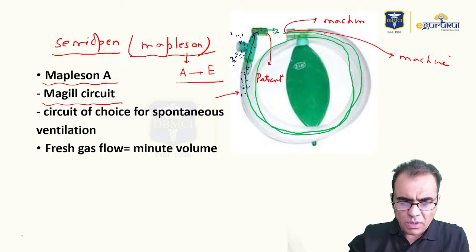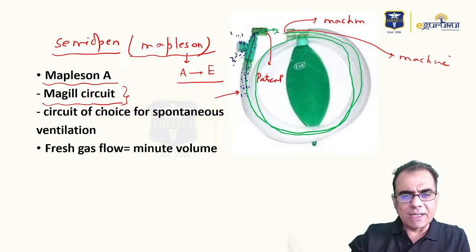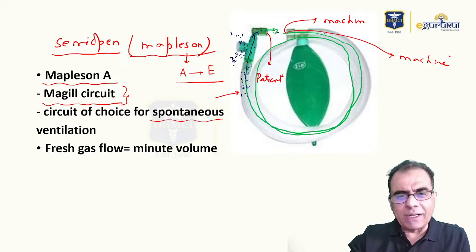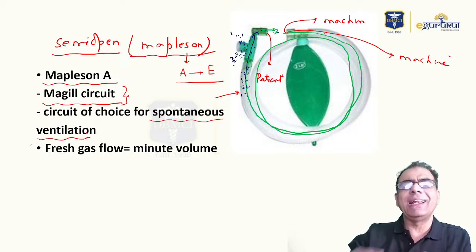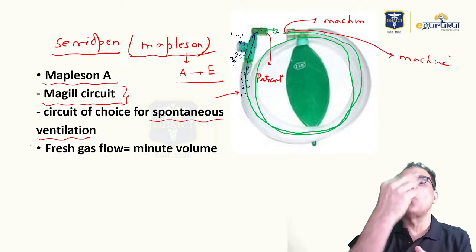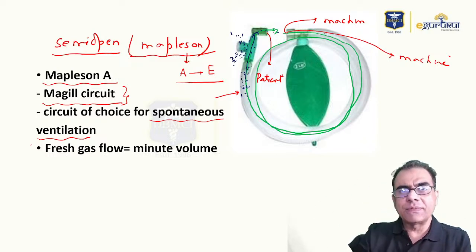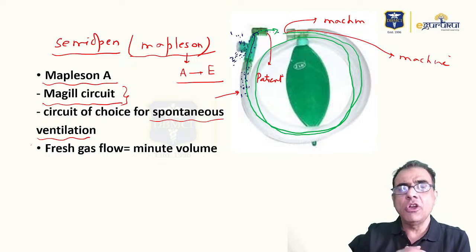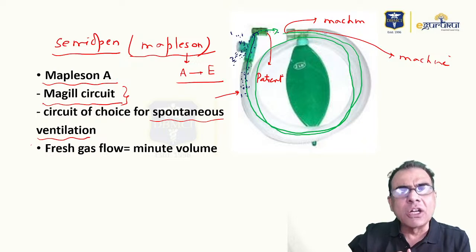So what are the fresh gas flow recommendations for McGill circuit? If the patient is on spontaneous ventilation, means the patient is taking his own breath. There are two ways to provide ventilation during general anesthesia. Either the patient is taking his own breath, spontaneous ventilation, or you have paralyzed the patient by giving muscle relaxant, that is called controlled ventilation, because you or the ventilator is controlling the ventilation of the patient.